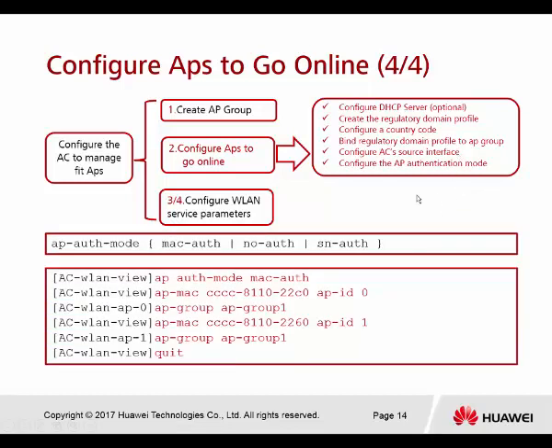Then the next one, configure the AP authentication mode. By default, the Huawei AP authentication is select the MAC address authentication. So you have to go to your AP and check what's the MAC address that you're using. So from here, you just put AP space authentication space MAC authentication. So Huawei allow us to using MAC authentication, no authentication, or the serial number authentication. So you can choose which one that you prefer most.